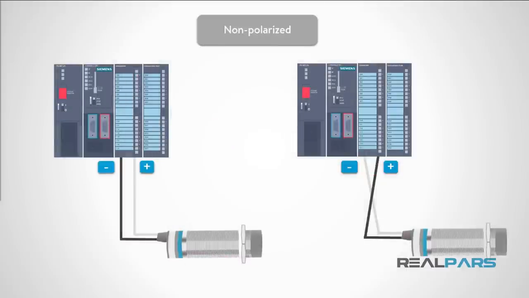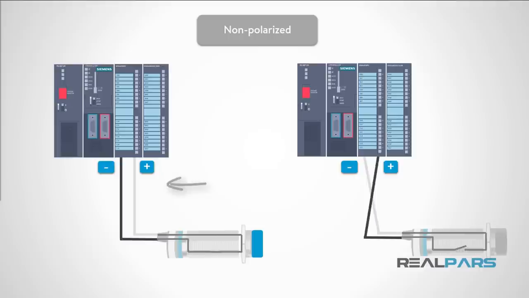For non-polarized devices, like simple push buttons and selector switches, the device may be wired with either wire connected to the positive terminal of the PLC card and the other wire connected to the negative terminal of the PLC card. In this example, the proximity switch is a non-polarized device. It has 2 wires, a white wire and a black wire.